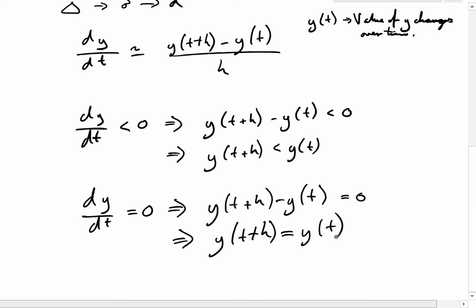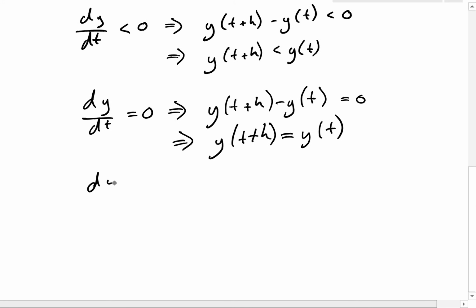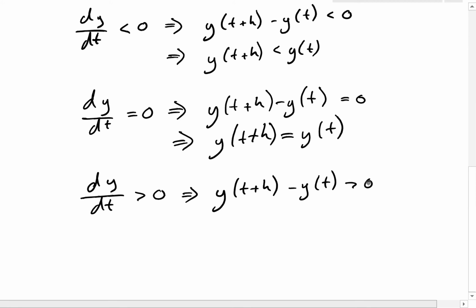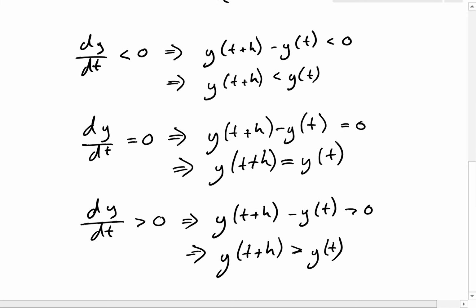And then the final situation is when dy by dt, so the left-hand side, is greater than 0. So that implies that y of t plus h minus y of t has got to be greater than 0. That's the only way that it can happen, which implies that y of t plus h has got to be greater than y of t. All right, so those are all different cases.